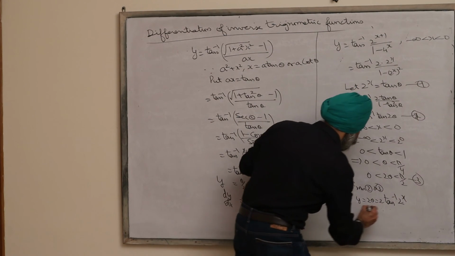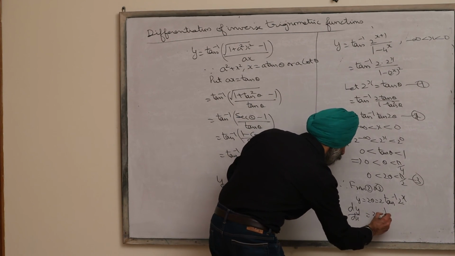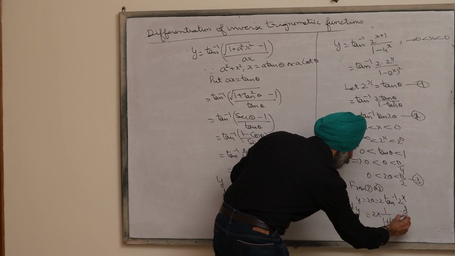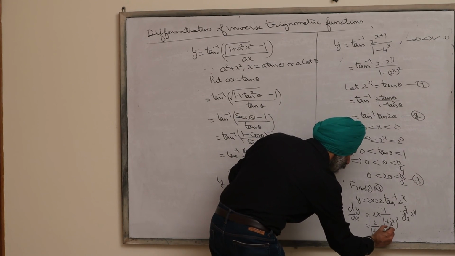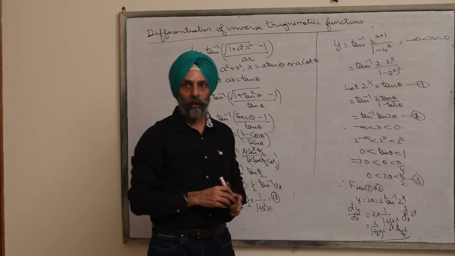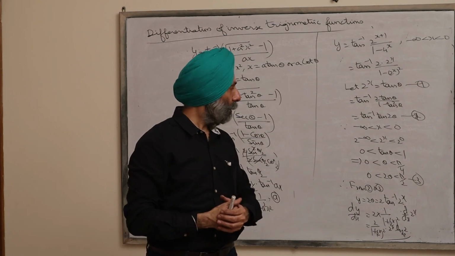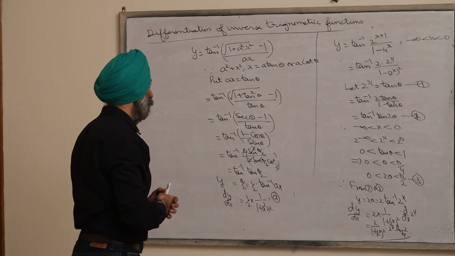Now how to differentiate this? dy over dx is equal to 2 times 1 over 1 plus (2 raised to power x) whole square into d over dx of 2 raised to power x. So it is 2 over 1 plus (2 raised to power x) whole square into 2 raised to power x into log of 2 to the base e. So this is the differential of tan inverse of (2 raised to power x plus 1) over (1 minus 4 raised to power x).